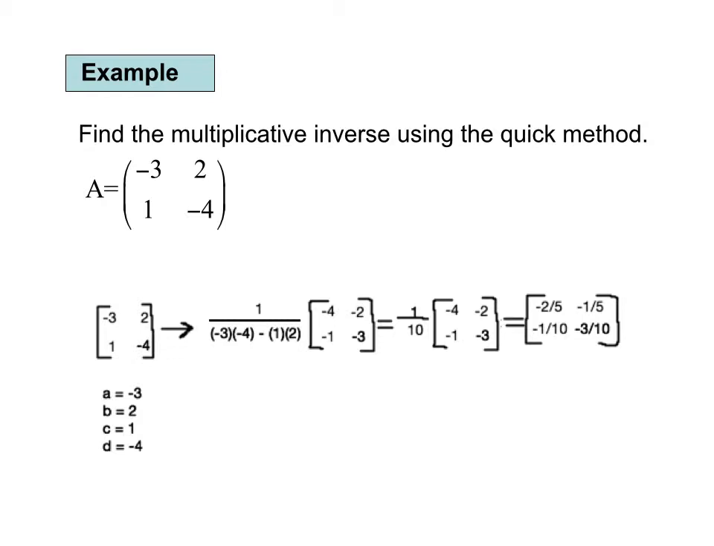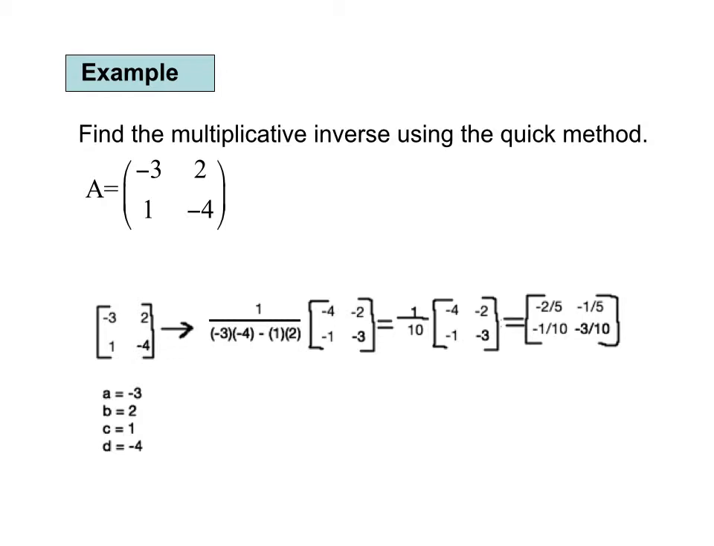It is also a good thing to identify each quantity as A, B, C, and D so that throughout the process you know exactly what A, B, C, and D started out as so that you know that you're performing the correct method. So first we find the scalar to be 1 over -3 times -4 minus 1 times 2. That simplifies down to be 1/10.